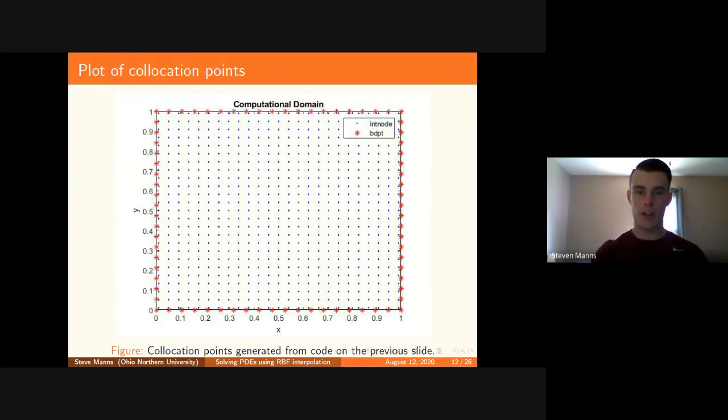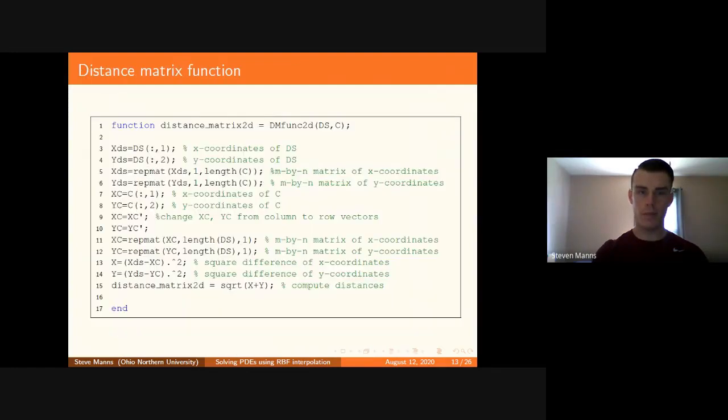Here we have a confirmation that our approach has worked. The blue dots are the interior nodes, red asterisks boundary points.